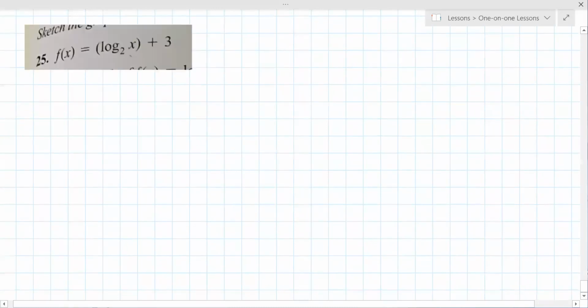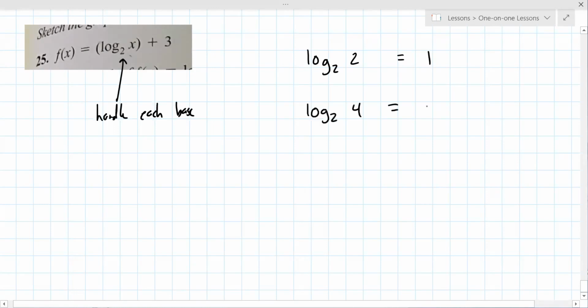So the challenge here with logarithms when you're sketching them is to know how to handle each base, and the base isn't really all that important as much as knowing that the number there changes what you put in for x. So for example, log base 2 of 2 is 1. Log base 2 of 4 is 2. Now, do you know why that is? Why is log base 2 of 4 2?